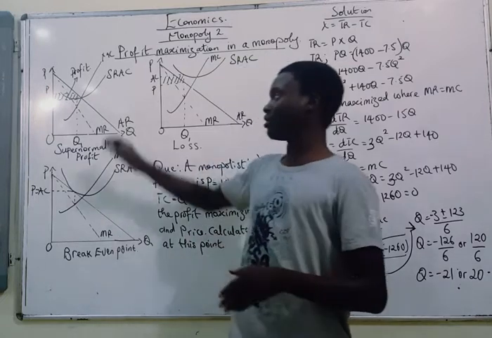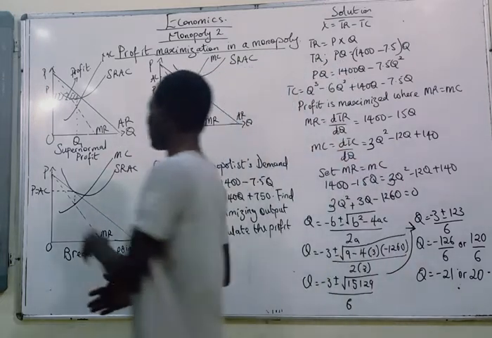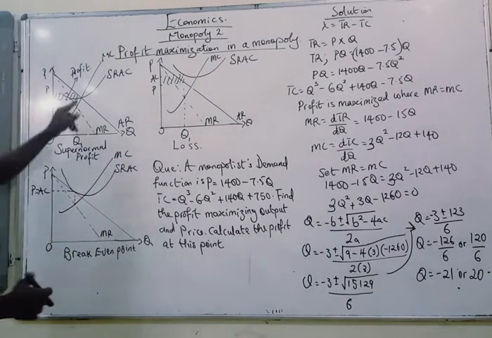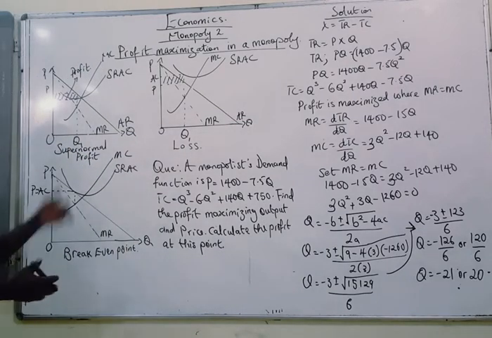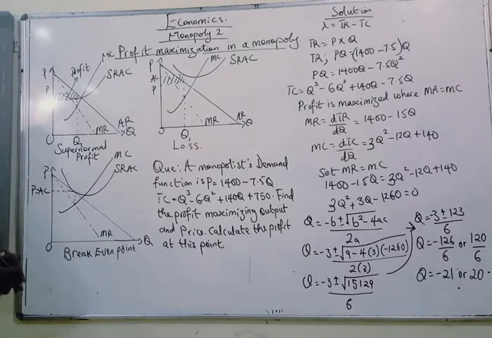Now, this is our very first graph. We have the marginal cost cutting the short-run average cost at its minimum point, which I really want you to note whenever you are plotting curves. And then this is the average revenue curve that is downward sloping, and the marginal revenue curve, which is twice as steep as the average revenue curve, so it is steeper than the average revenue curve.